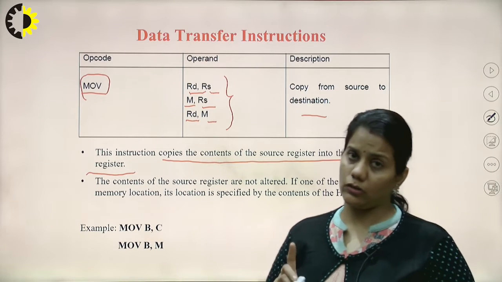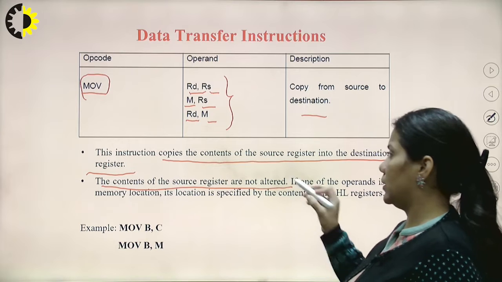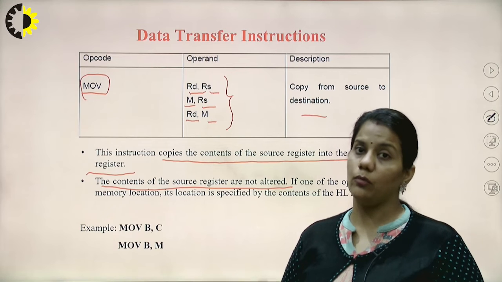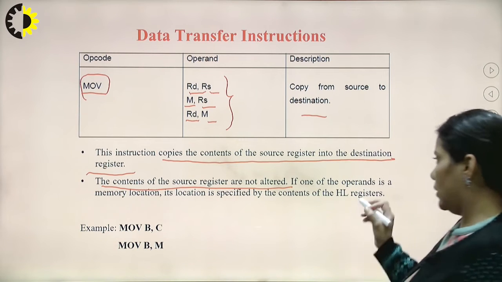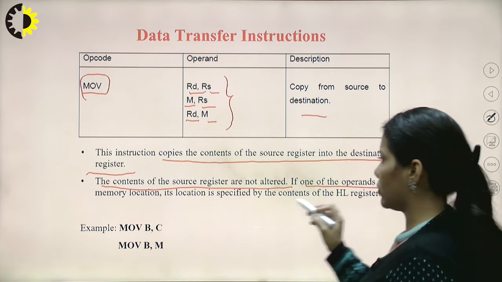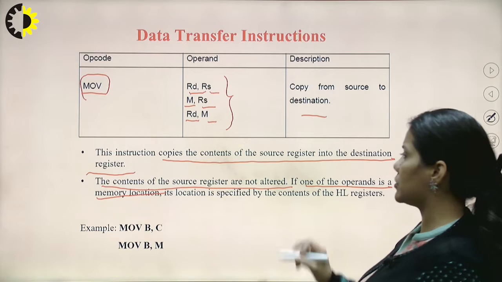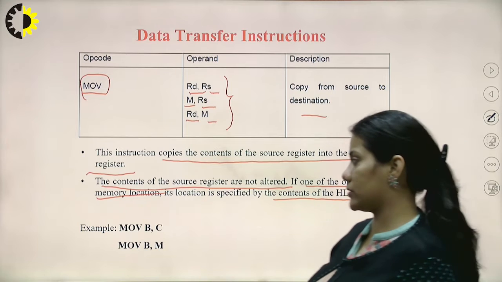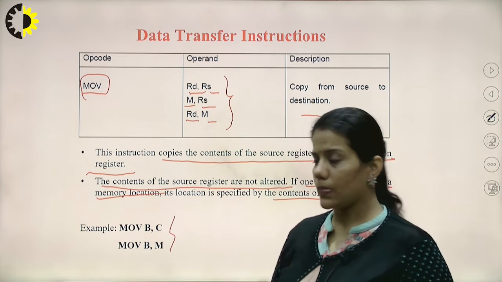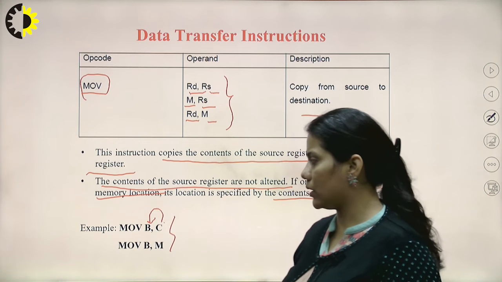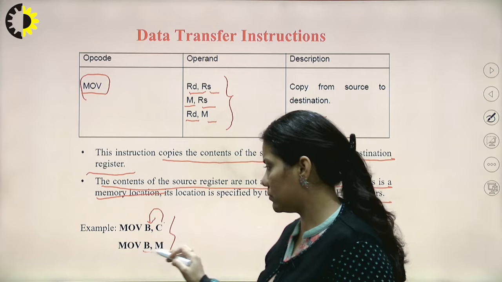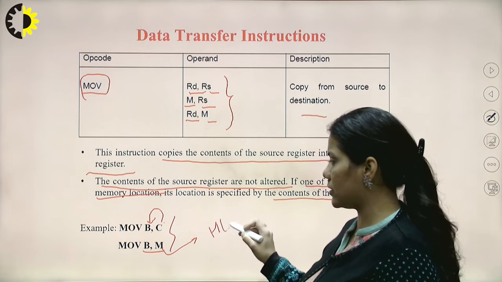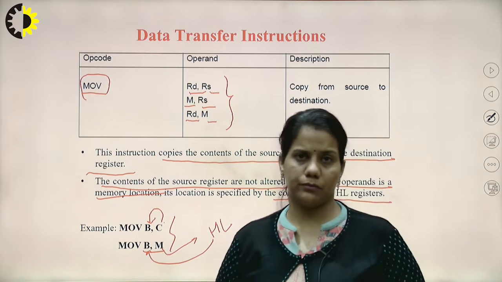The contents of the source register are not altered. This we have to note. It means the contents are not actually moved, they are actually copied. If one of the operands is a memory location, then its location is specified by the contents of the HL register pair. In this way this instruction operates. Examples are MOV B, C, which means the contents of the C register are copied to the B register, and MOV B, M, which means the contents of the memory location pointed to by the HL register pair are copied to the B register.